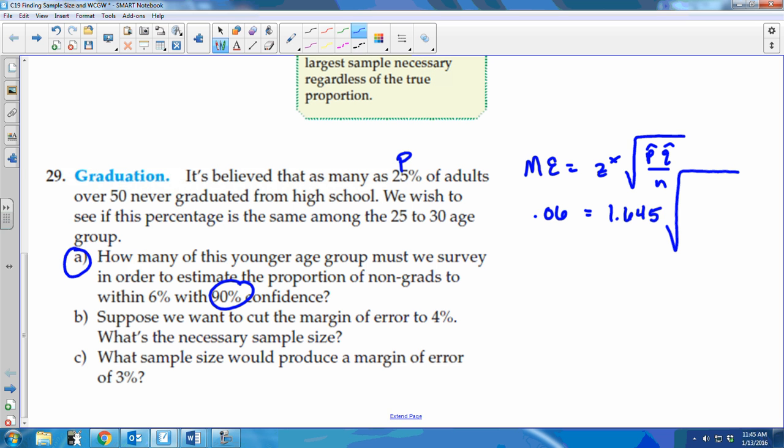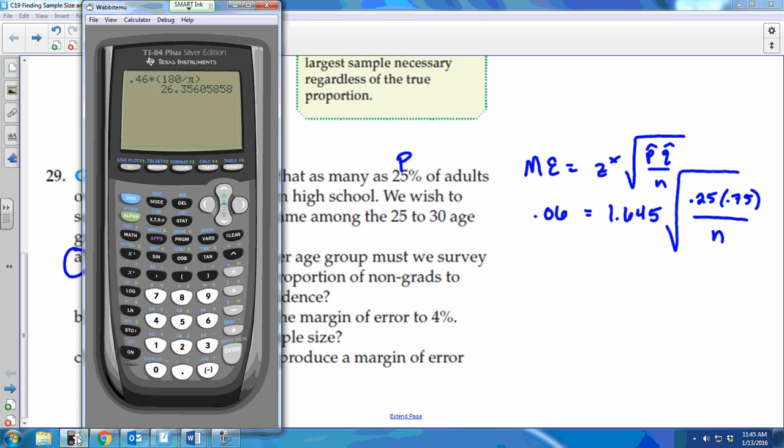We're using a p of 25% because it's the best we've got. So 0.25 times 0.75 all over n, because we are trying to solve for n. Okay? Now, your textbook might solve these differently. You can do it that way. I just think it's more complicated. I'm just going to solve this like you would any other algebra question.